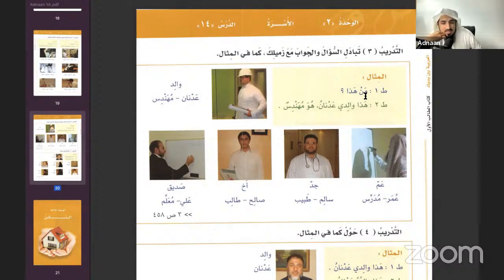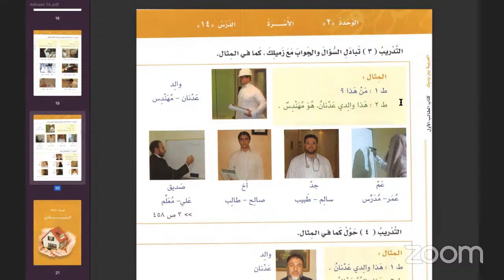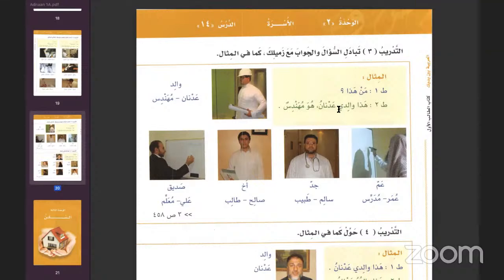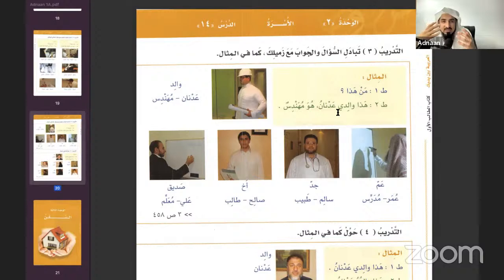طيب سعيد, first one, من هذا؟ This man here writing. هذا عمي عمر. So note, take from the structure in the sentence. Here they're showing you a belonging word. Well done. So this belonging word, you say this is my father, my brother, my uncle. You add a ya. Walidi. Carry on.